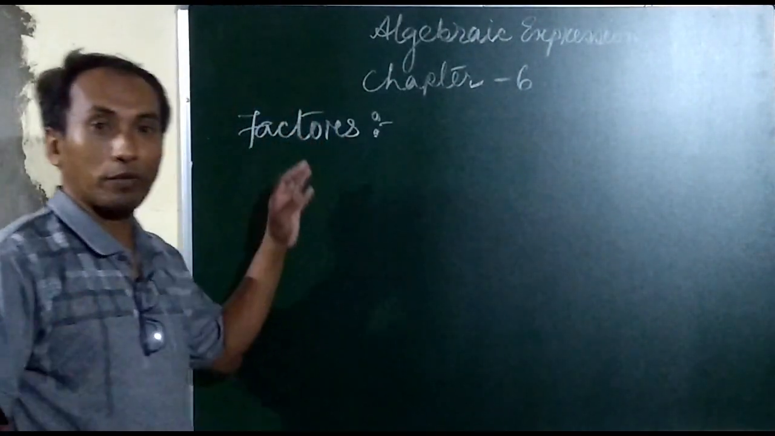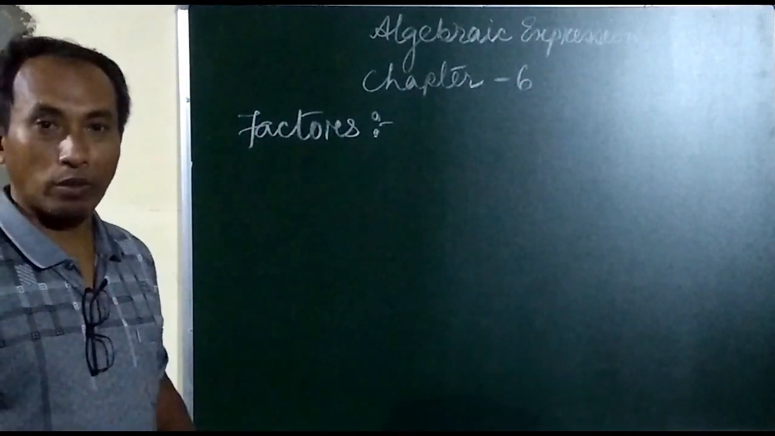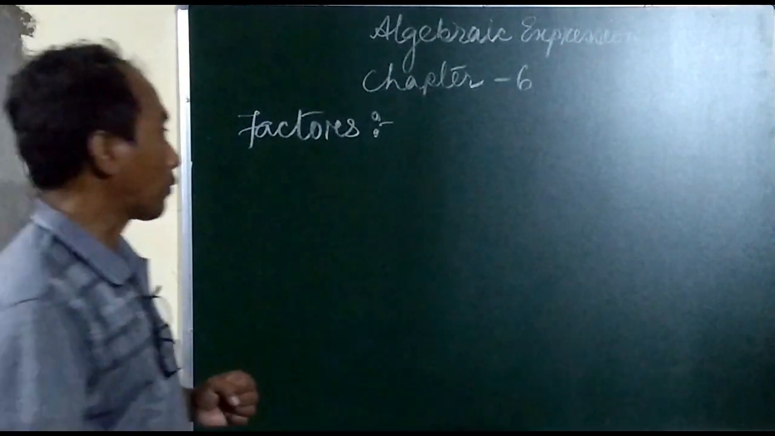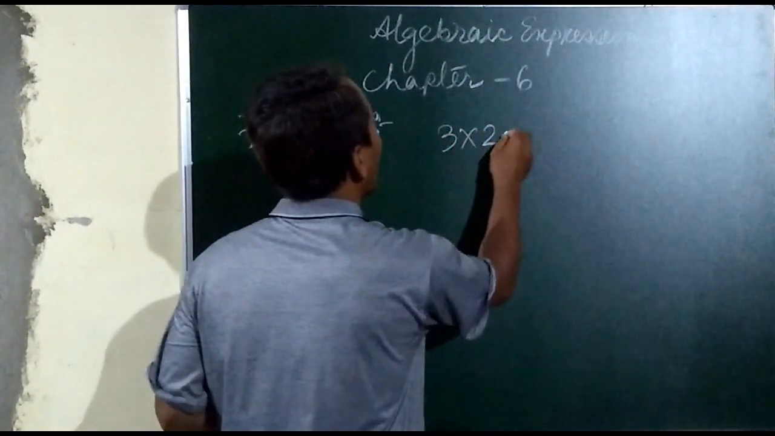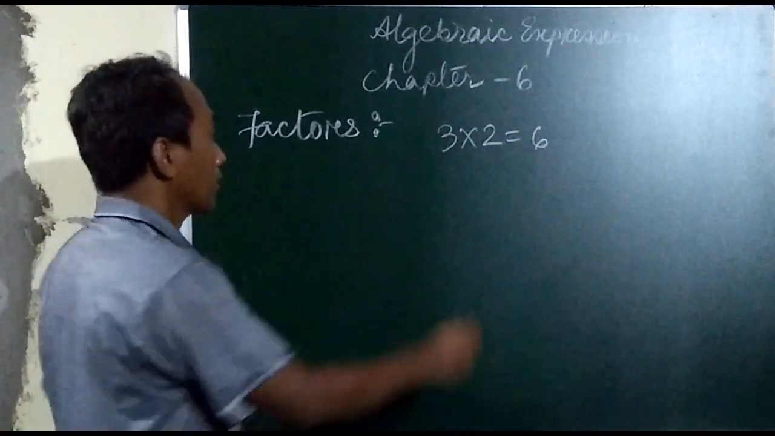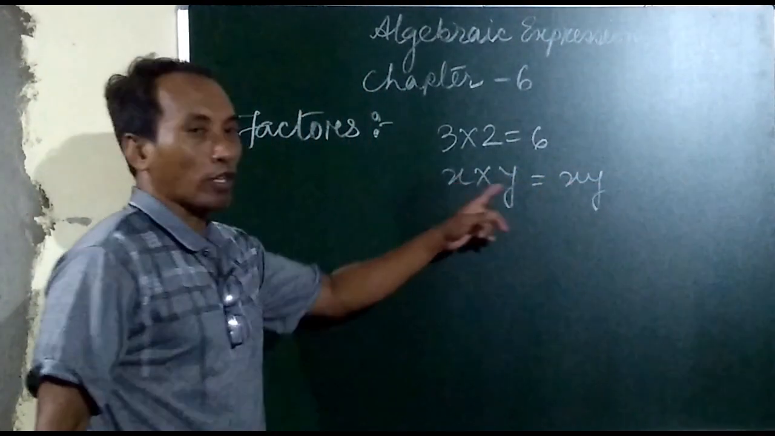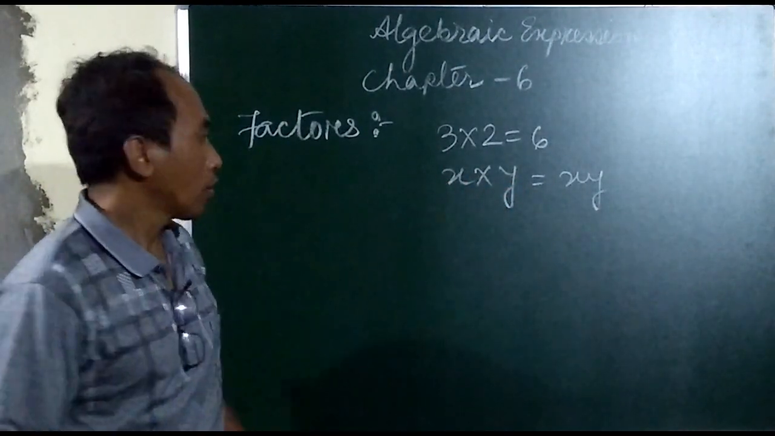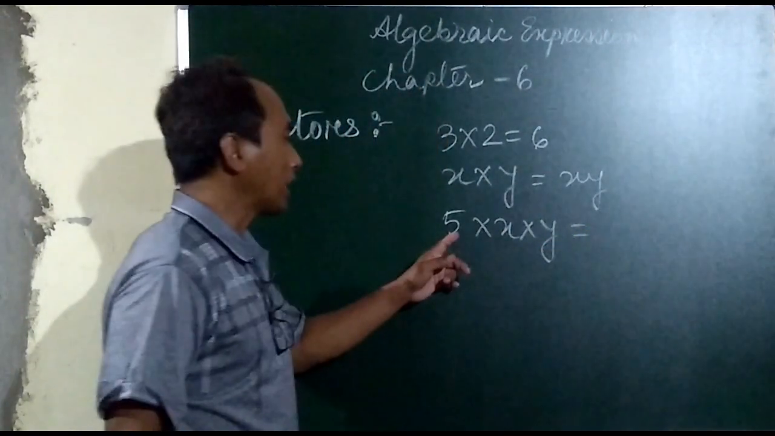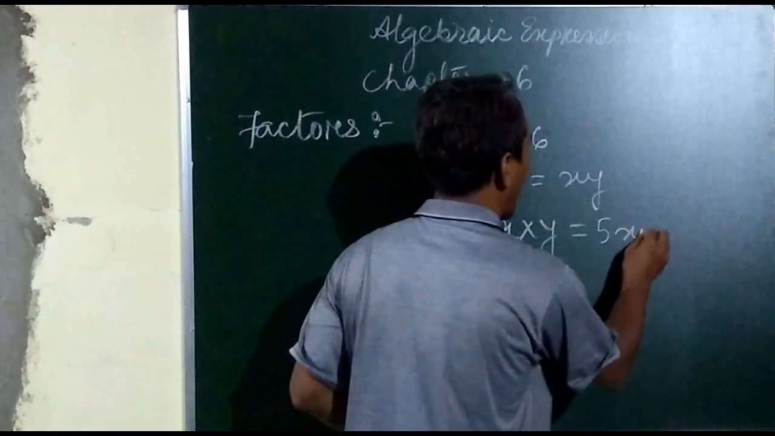So we are going to study now about factors. Factors means when any two numbers are multiplied, or when any two literal numbers are multiplied, then they are called factors to one another. For example, 3 into 2 equals 6. So 3 and 2 are called factors. Suppose x and y are multiplied, then x is a factor of y and y is a factor of x. Or if 5 into x into y, if a numerical and literal numbers are multiplied, they are also called factors to one another.